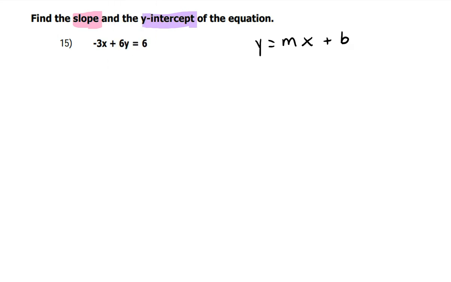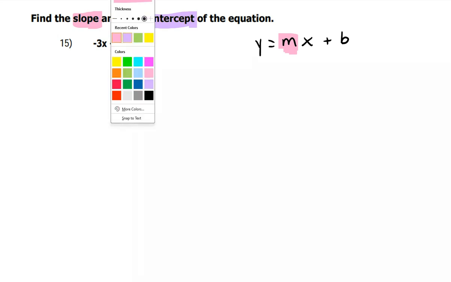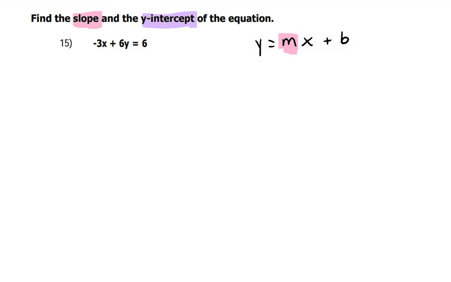The coefficient on your x, where that m is, there'll be a number. That is actually the slope of the line. And then the back half of the equation, the b back here, that is going to be your y-intercept. Now the basic equation does say plus b, but it's possible to have a minus b. If it's a minus b, you just take the minus as a negative sign.